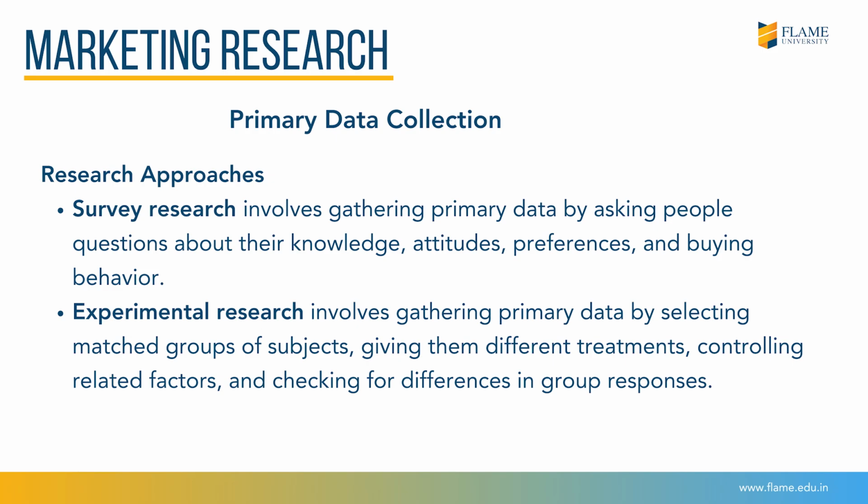The fourth type is experimental research. Think about two versions of an Instagram ad, one which shows a discount offer and one without a discount offer. Companies run such experiments to see which ad gets more clicks. Experimental research involves selecting matched groups of subjects, applying different types of treatments, and analyzing responses. This method is commonly used in product testing and marketing strategy evaluations. For example, a skincare brand might offer two different packaging designs for a moisturizer in different locations to see which attracts more buyers.